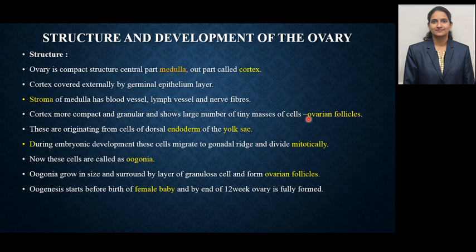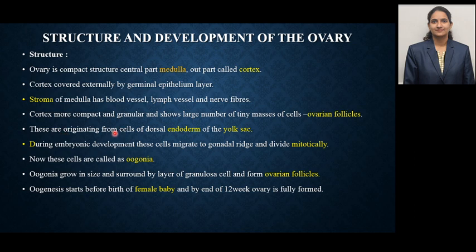The cortex region is the outer region of the ovary and there it shows tiny masses of cells which are called ovarian follicles. These ovarian follicles are the important components of the ovary, as they are responsible for formation of the female gamete.